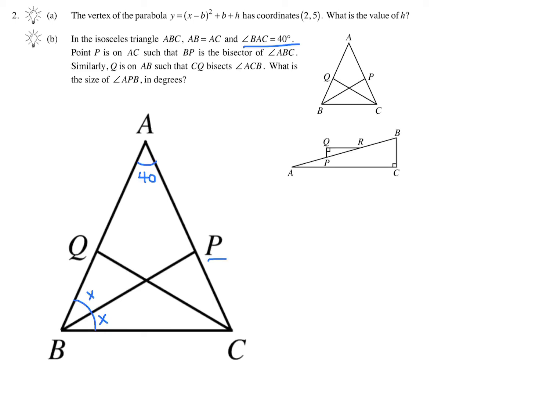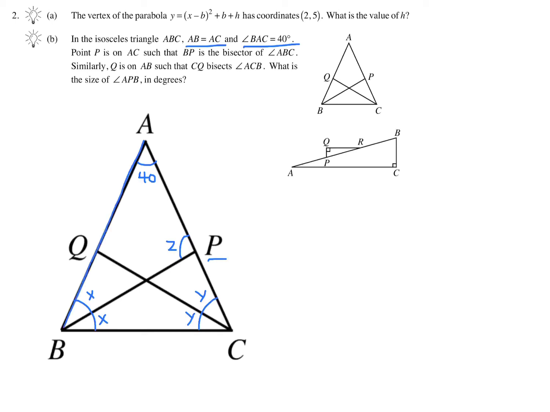And then, what else do they tell you? Q is on AB, such that CQ bisects angle ACB. So similarly, that is the angle ACB, and QC cuts that in half. So if that's Y, that's Y. And they want you to figure out the size of angle APB, so they want this angle. We'll call that Z.